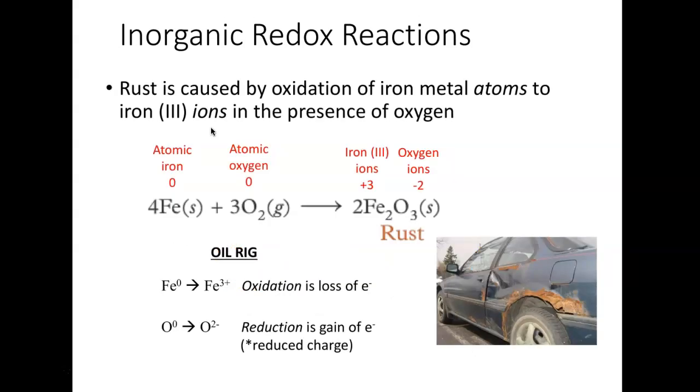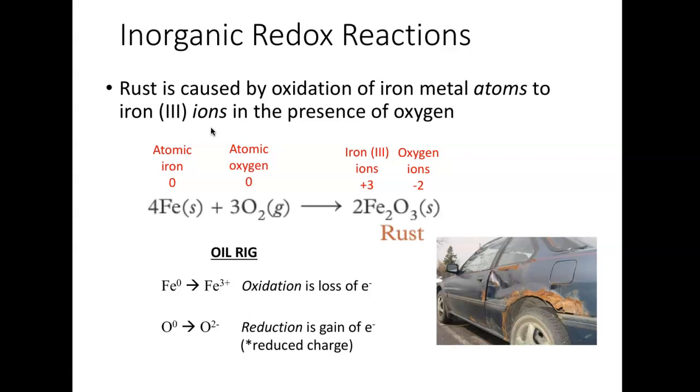Rusting is a great example of an inorganic redox reaction. When iron rusts, it reacts with oxygen, and it forms iron oxide, this compound here. That is the compound of rust. So iron as an atom, pure solid iron, is just atomic iron. It is not charged. It has no charge. Same thing with oxygen, the covalent compound, oxygen gas. It has no charge, all right?